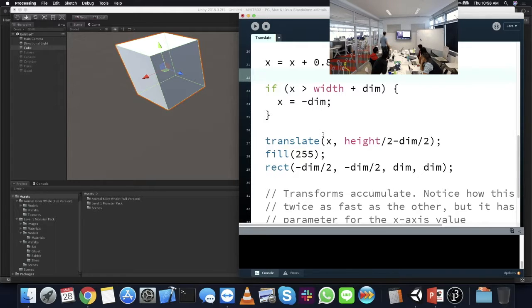And so what's happening if we think about this example here is the first thing we do is we translate it by X and by this height divided by 2. So let's say we're going to translate by x and by the height. So we're going to move it, let's say x is this way and y is this way. We move it by, say, 10 units in x, and then we move it down by 5 units. And then what we do is we draw our rectangle.